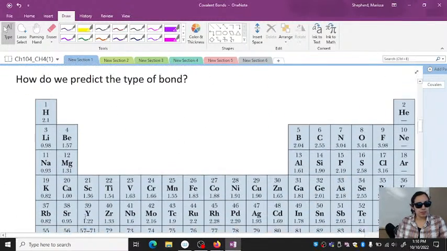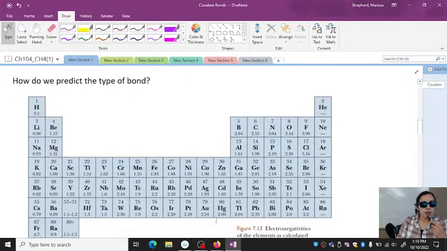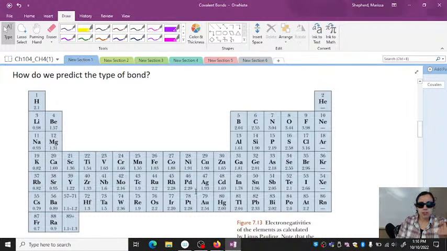And so the next thing is, well, how do we predict the type of bond, whether it's going to be ionic or covalent or polar covalent?